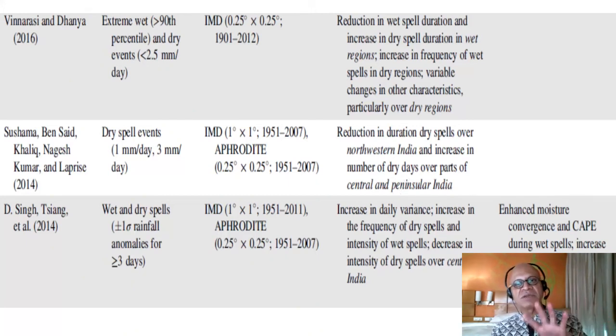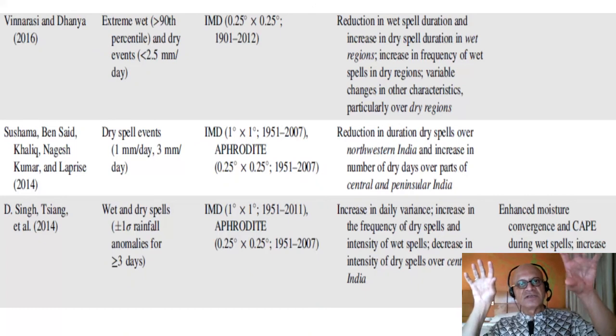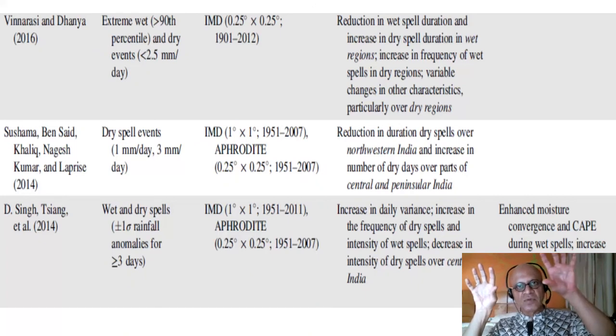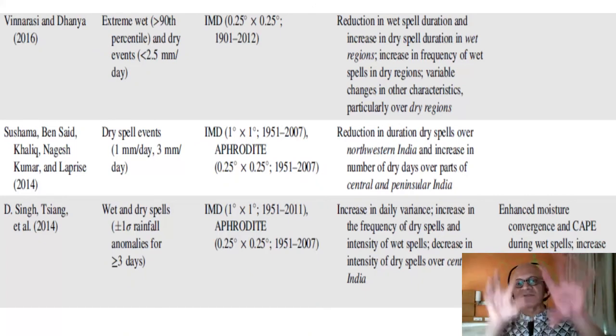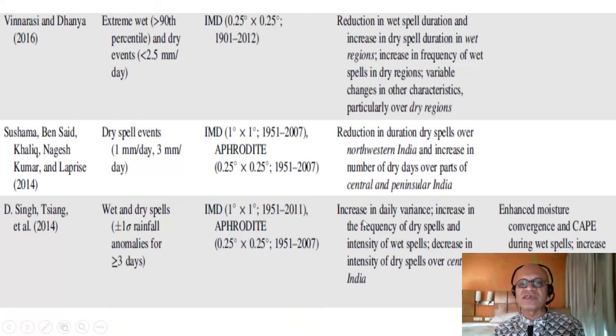So again, remember that there is a meridional pattern, peninsular India and the core monsoon zone, and there is a zonal pattern, core monsoon zone and northeast India. So there are differences in the dry spells and number of dry days. Increases in daily variance, increase in the frequency of dry spells and intensity of wet spells. Okay, frequency of dry spells but intensity of wet spells. Decrease in intensity of dry spells over central India.